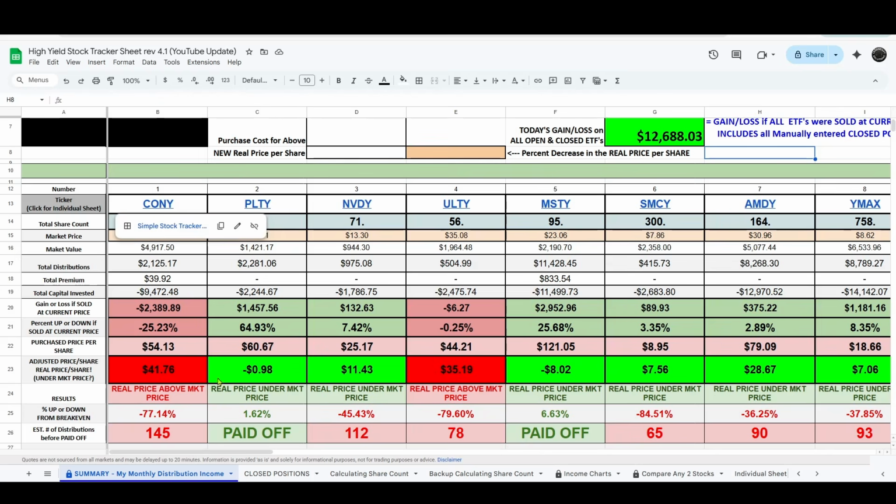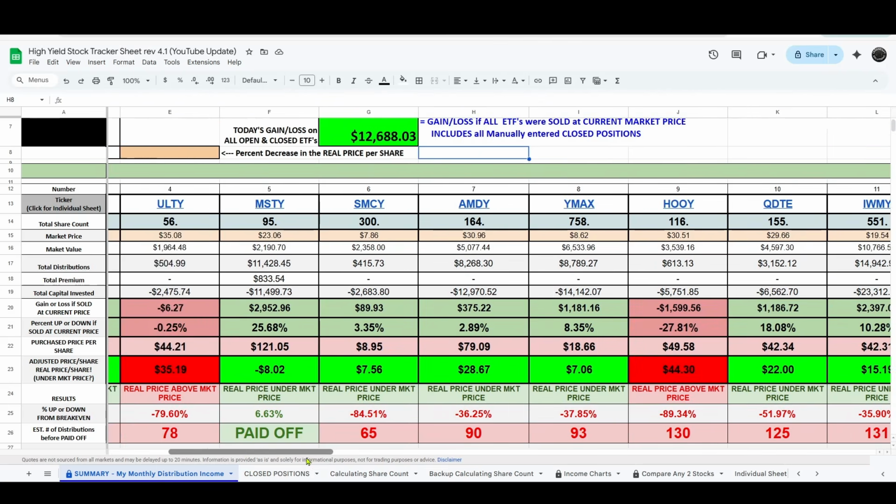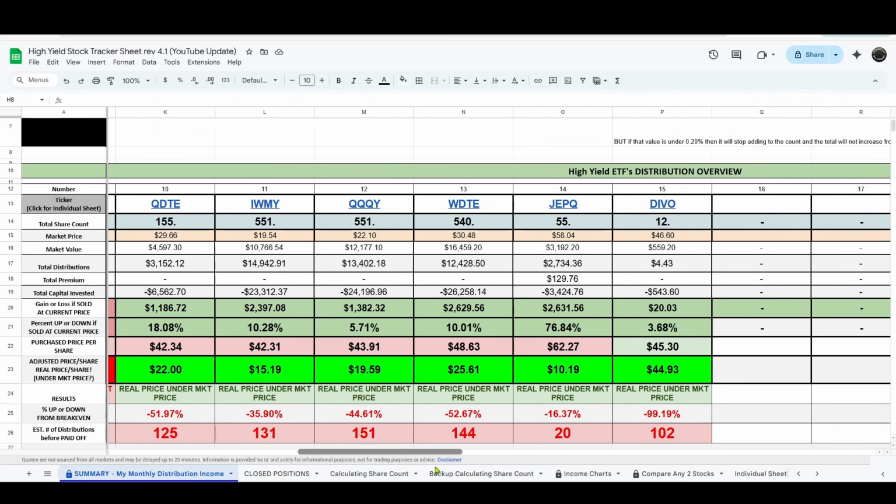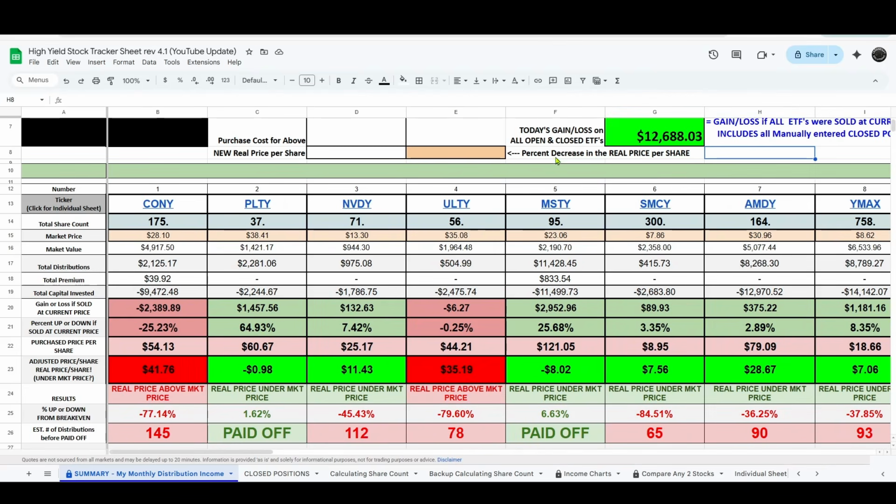So we are still down on CONY, ULTY, and WYMAX, and the rest of these are still green. And you can see our total gains for this week. And these are unrealized gains, right? I have not sold anything. But if I were to sell out of everything, all of these high yield ETFs, including the ones I've already sold out of, I would make $12,688.03. That is how much I would clear.